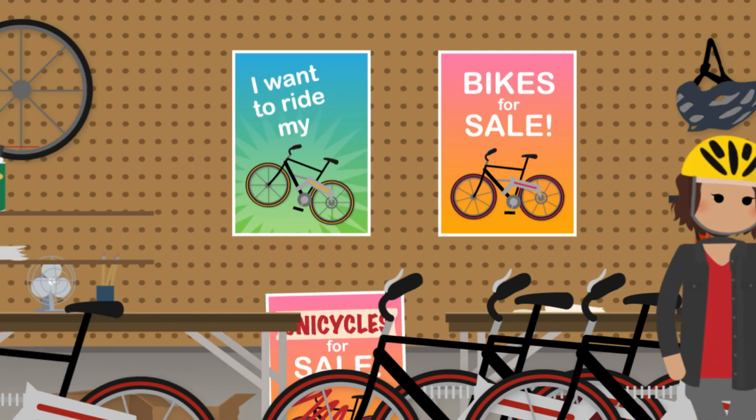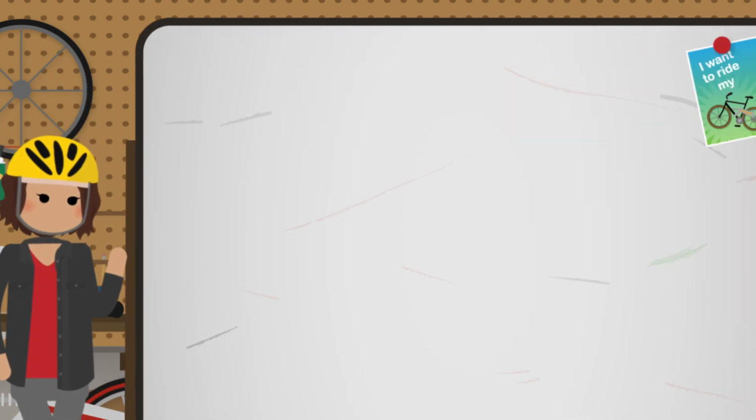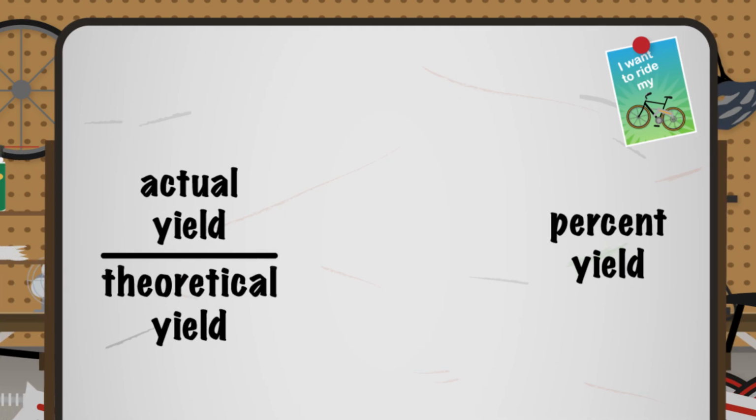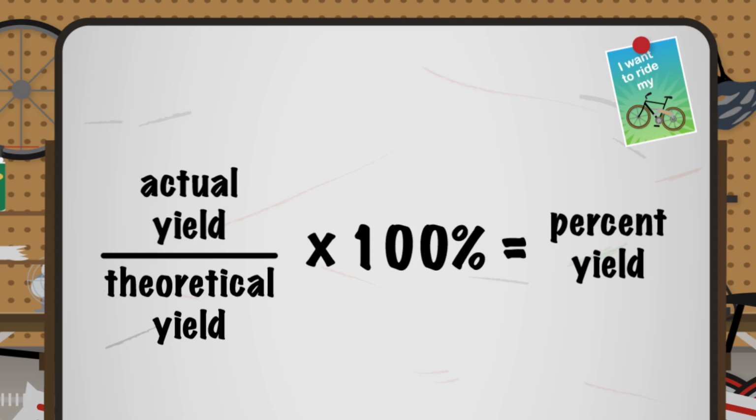We can represent the relationship between what we were expecting and what we really produced by calculating the percent yield. This is done by dividing the actual yield by the theoretical yield and multiplying by 100%. That way, we can turn the ratio between what we really produce and what we could produce into a percentage, making it easier to see how efficient the reaction was.